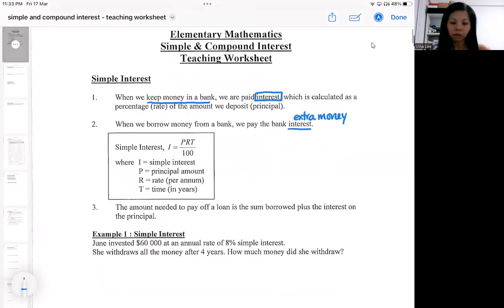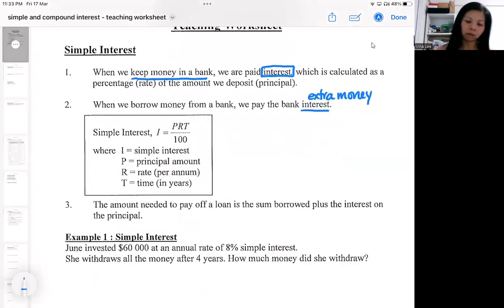This formula, you should know it. This one is simple interest. Simple interest I is equivalent to PRT over 100. I is the amount of extra money. It's the simple interest. I, in a way, is the extra money that you will get or you will pay.